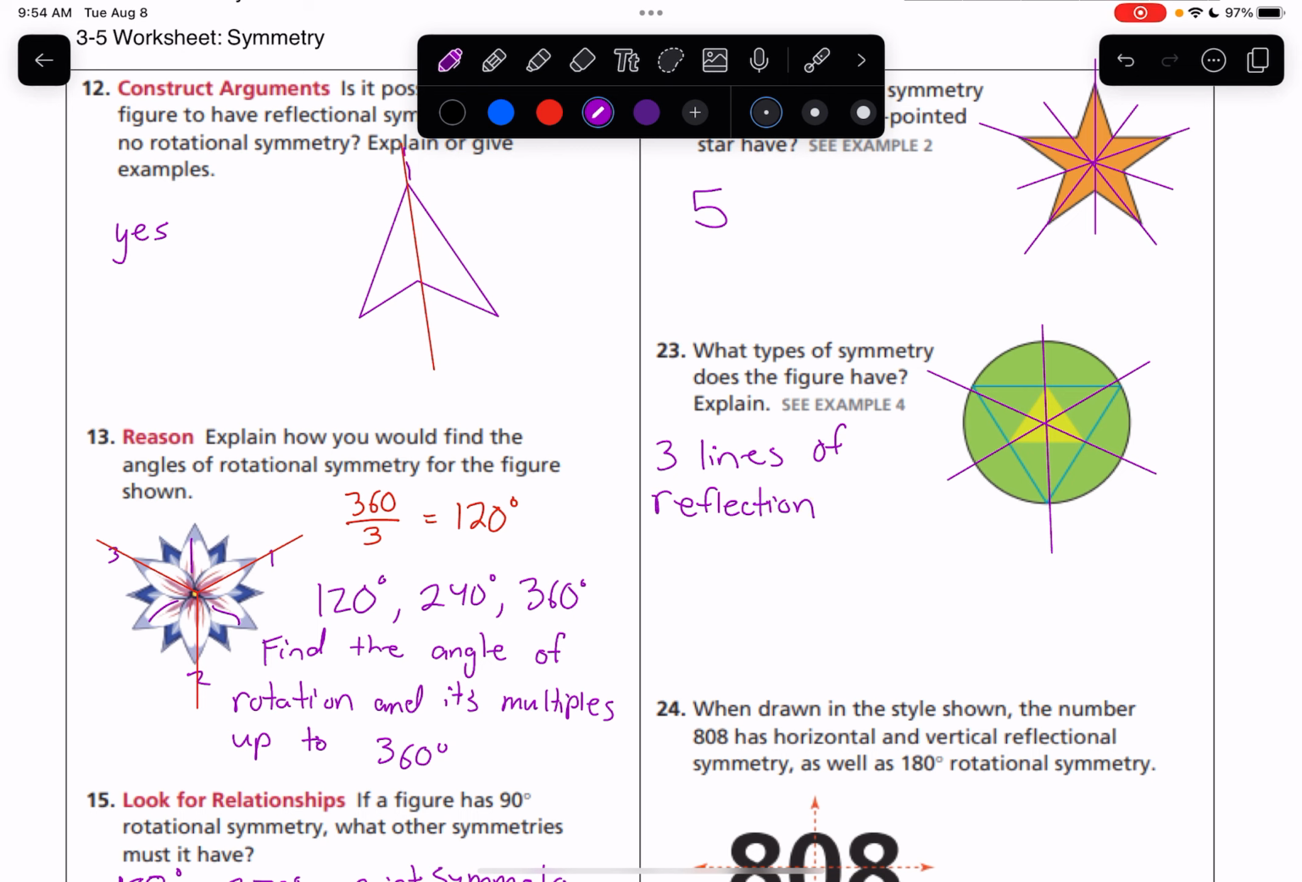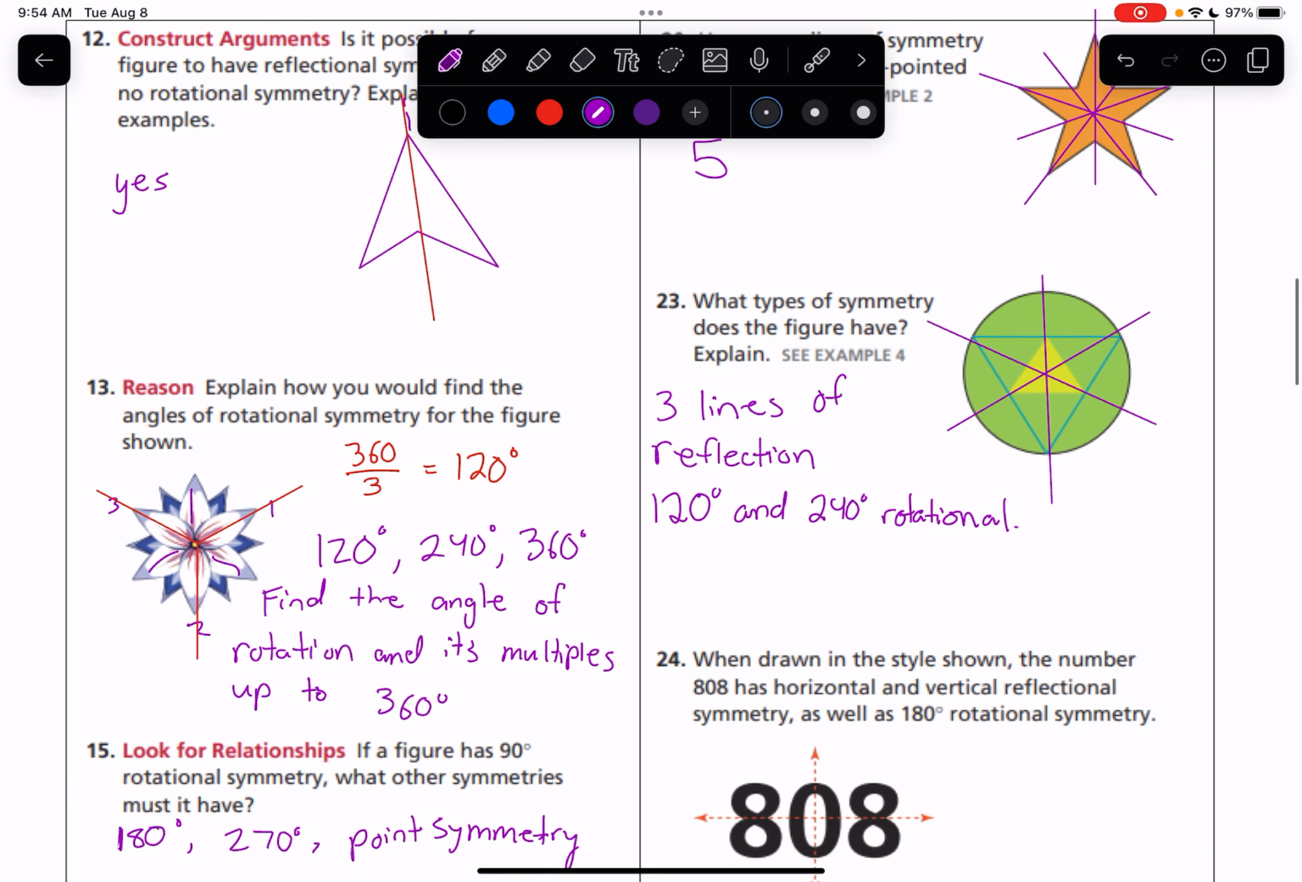And it also has a rotational symmetry because if we rotate it 120 or 240 degrees, it's going to look the same as it is right now. We turn it 1/3 of the way around, 2/3 of the way around, it'll look the same. So it's got 120 degree and 240 degree rotational. Of course, it also has 360 degree rotational, but so does everything, so we don't need to write that.